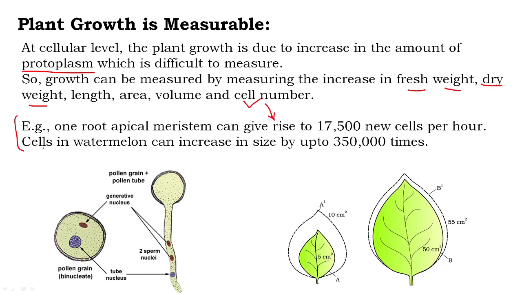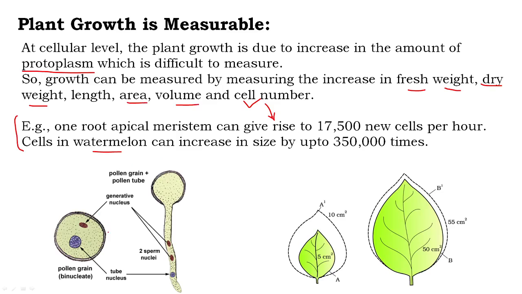And then cells in a watermelon can increase in size up to 350,000 times. So that is an increase in volume and area.